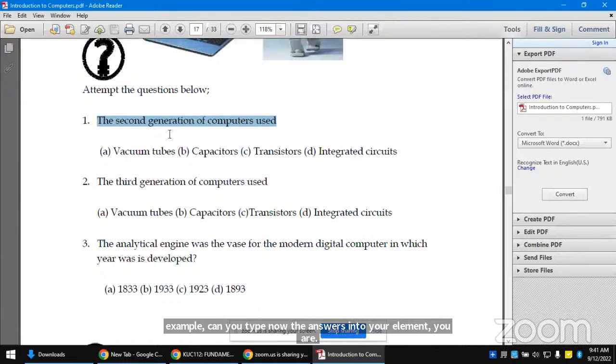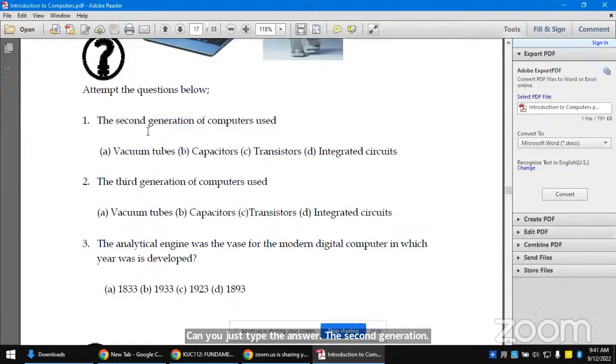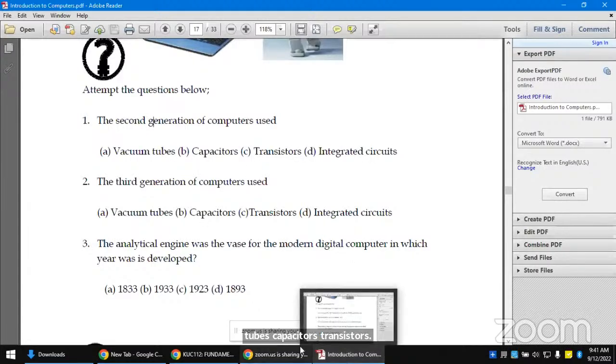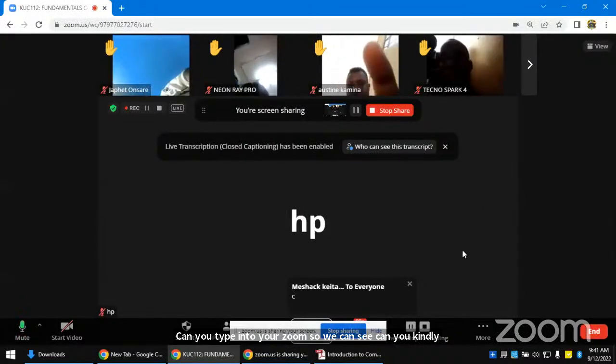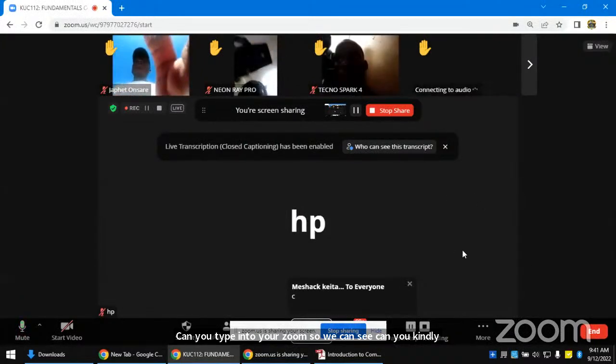The second generation, for example, the first question: the second generation computer used what? Did they use vacuum tubes, capacitors, transistors, or integrated circuits? Can you type into your Zoom so that we can see? Can you kindly type into the message? If you have a Zoom message, you can type.